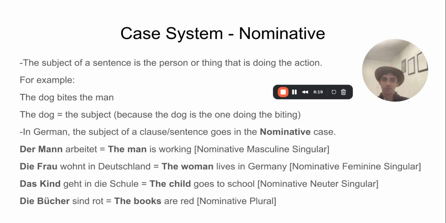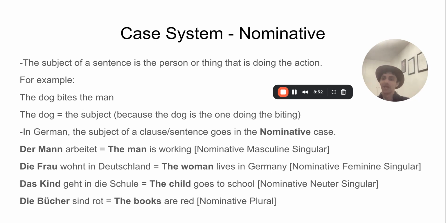Okay, now we'll look in a bit more detail at the nominative case, first of all. So the grammatical subject of a sentence is the person or thing doing the action. There are examples here. So the dog bites the man. In that sentence, it's the dog that is the subject, because the dog is the one that's doing the biting. If we were to reverse the word order in English, the subject would change. For example, the man bites the dog. That would mean that the man is the subject, because the man would be the one doing the biting.